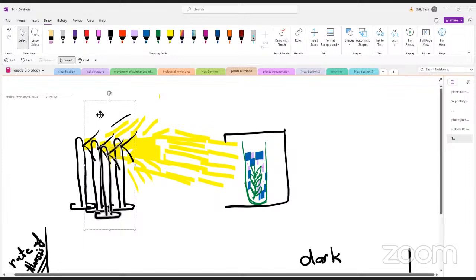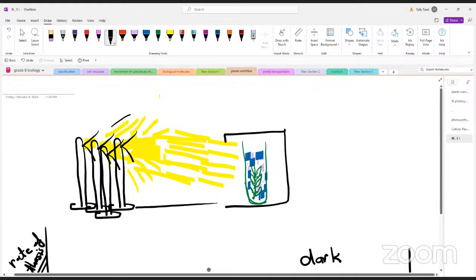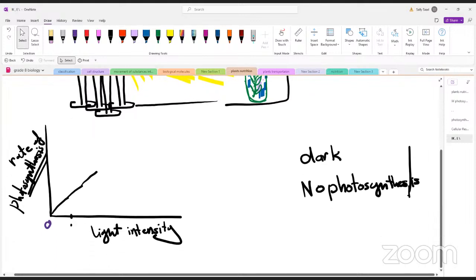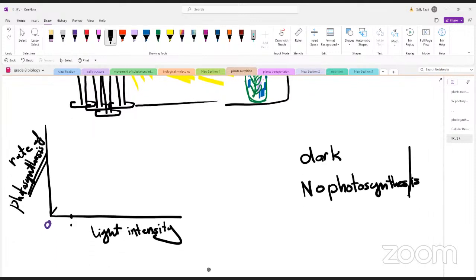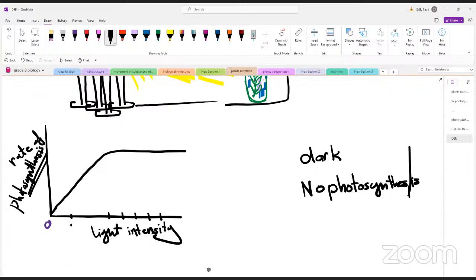So the more lamps I put, and pay attention, all these lamps are at the same distance from the plant, the more photosynthesis, until I reach the limit. At that time, the more lamps I put, I'm increasing the light intensity, then I reach the limit where there is leveling off. What does leveling off mean? It means I'm increasing the light intensity, as you can see here, but there is no effect on the rate of photosynthesis. It means the plant doesn't need more light to increase its rate.